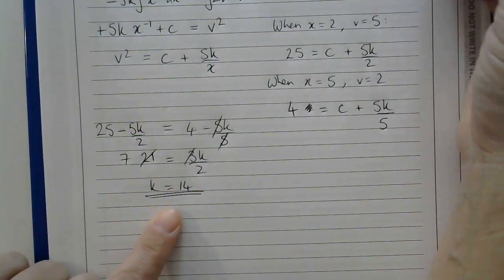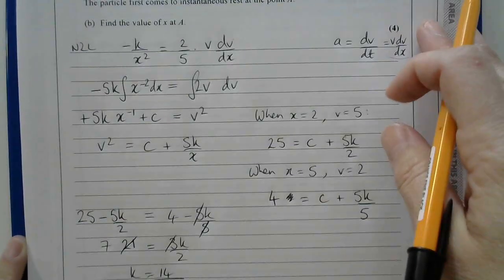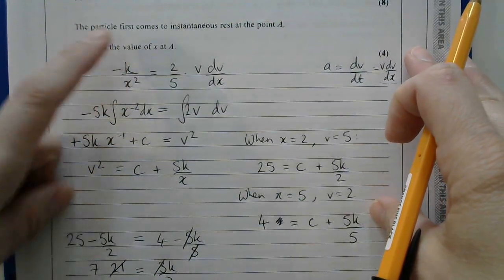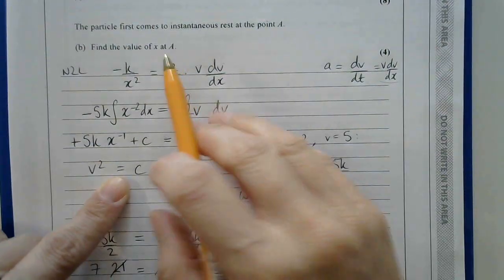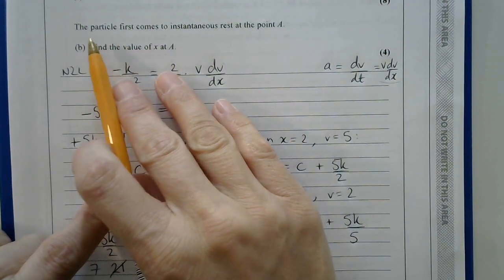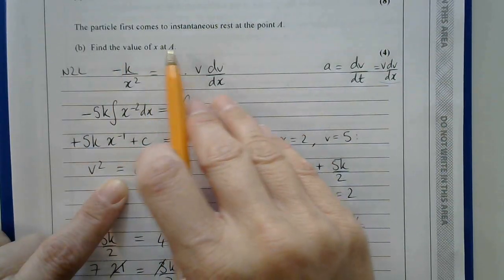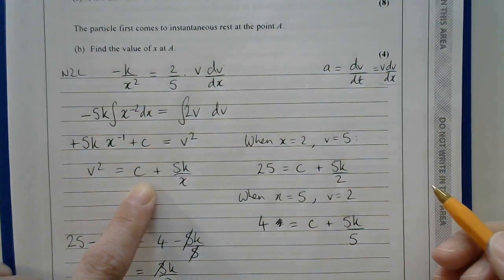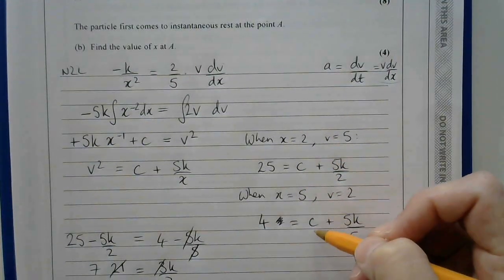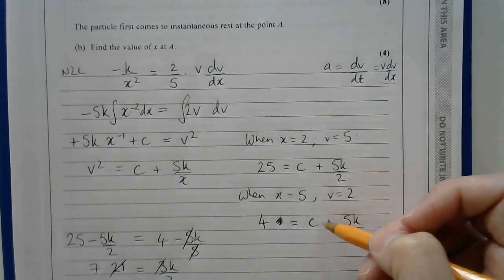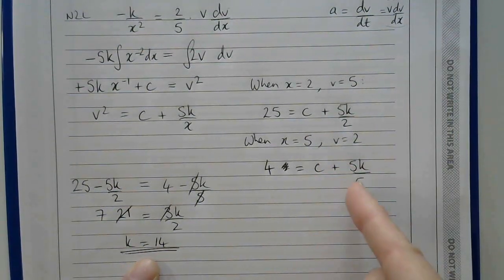Now, here I skipped the step of working out c, and I might need it in the next part of the question so that I have an expression for v. So let's just read it and see what it says. The particle first comes to instantaneous rest at point A. Find the value of x at A. Yes, so in fact I need that value of c as well. So I was trying to cheat and kind of eliminate c without working it out because they wanted k, but actually I'm going to need to work it out anyway.